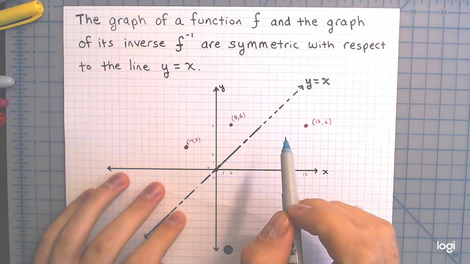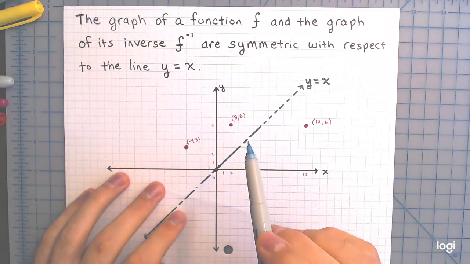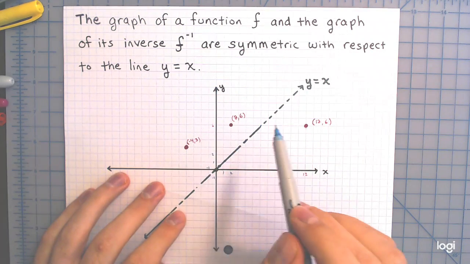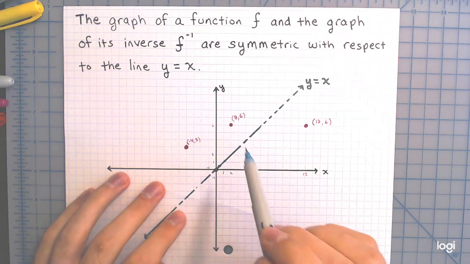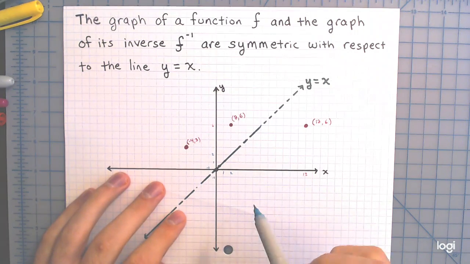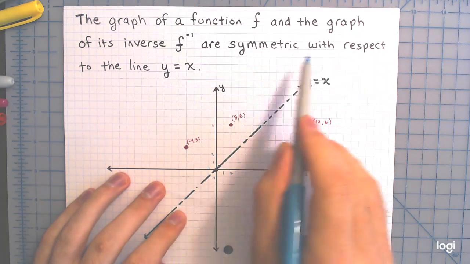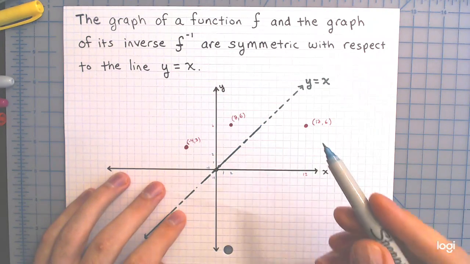Here it won't be a function, but let me just show you how the graph of a function and its inverse, because this is still a function, every input gives me one output, but the graph of a function and its inverse, even though the inverse won't be a function here, are still symmetric about the line y equals x.